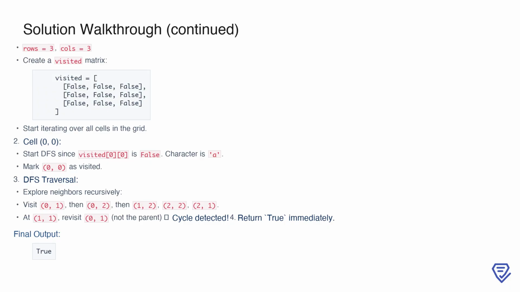The grid contains a mix of characters, but most cells contain the character A. We initialize the grid dimensions as rows equals 3 and cols equals 3, and create a visited matrix where all cells are initially marked as false.